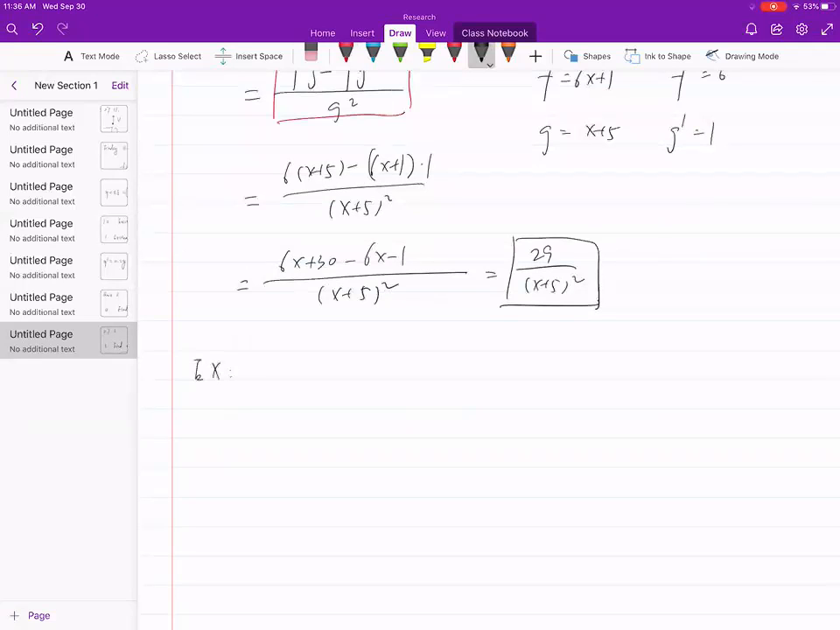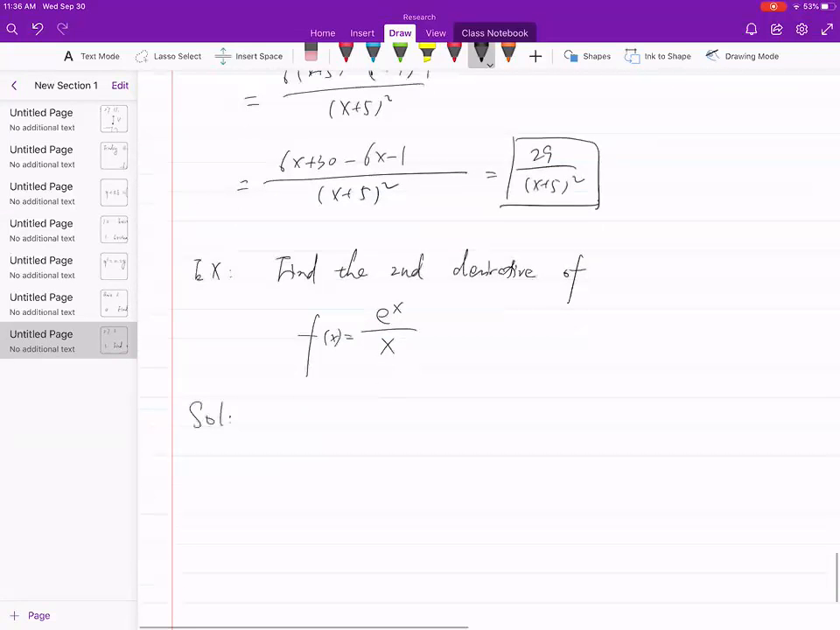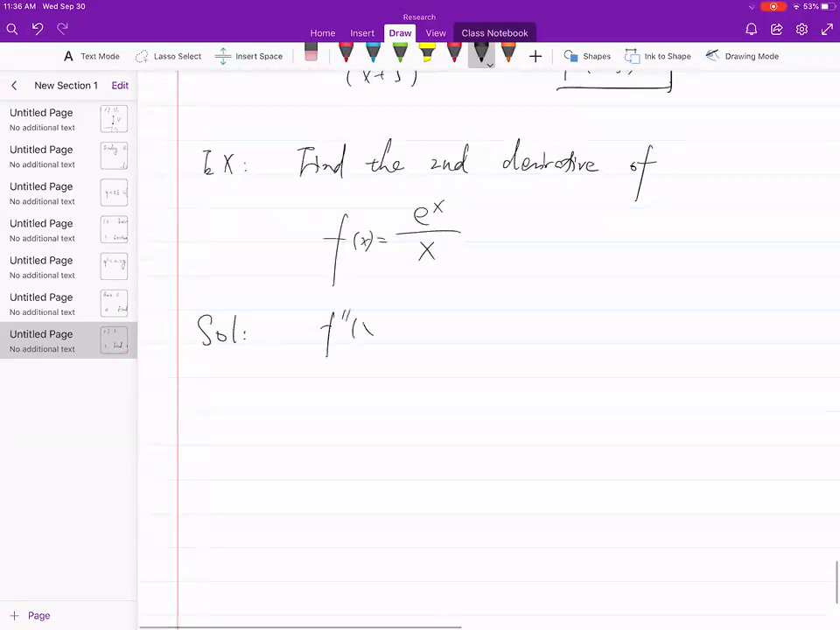Your turn. Try to find the second derivative of e to the x divided by x. Just a note, the second derivative means you find the first derivative and then take the derivative again. So you do it twice. Okay. Try it.